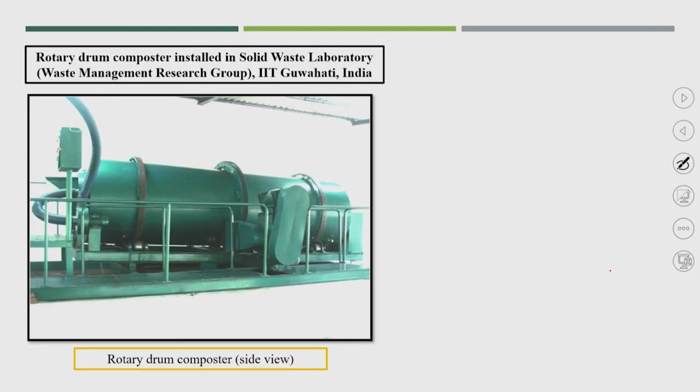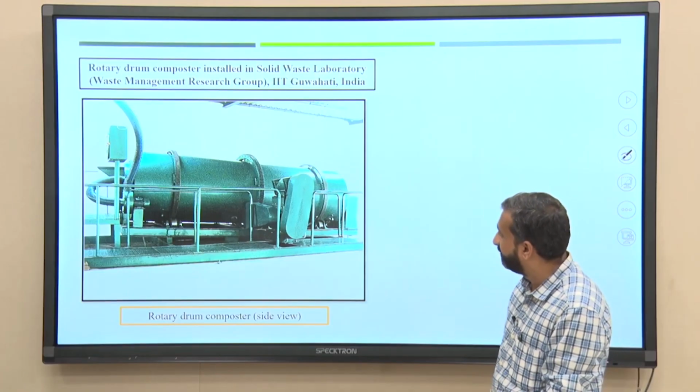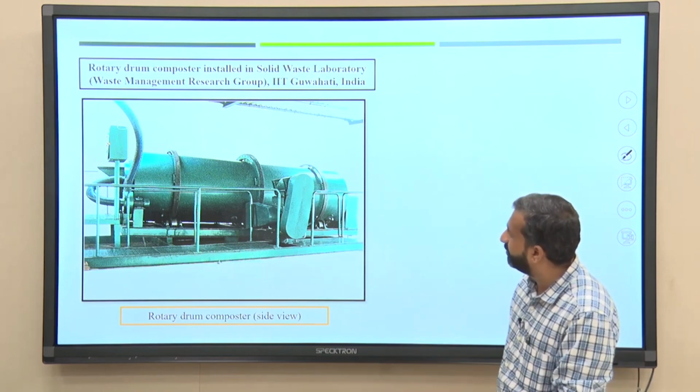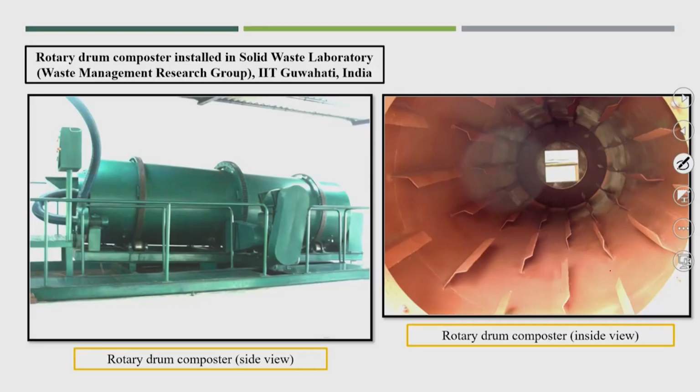So, this is another unit. That was a batch unit, and this is the fed batch unit, also available in the solid waste laboratory of IIT Guwahati. This is an inside view. These blades are provided for proper mixing of the material.